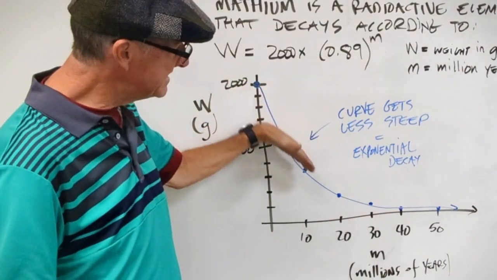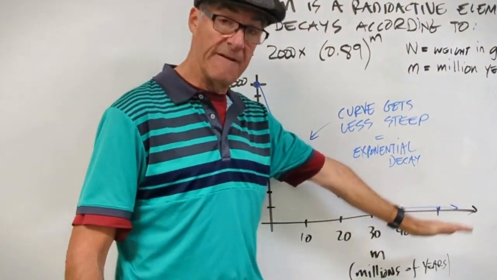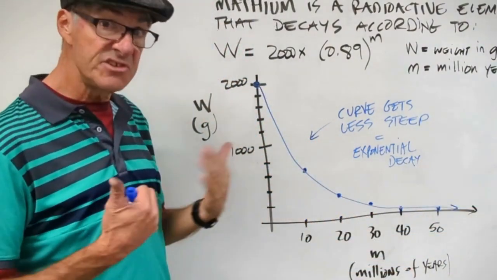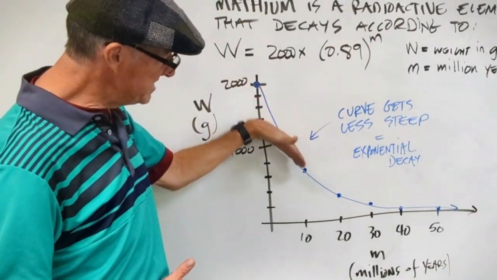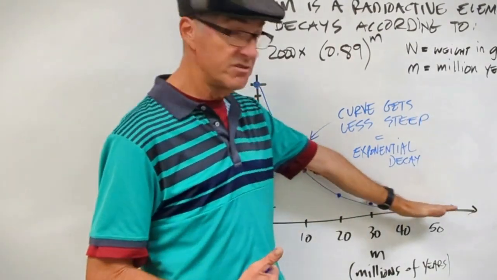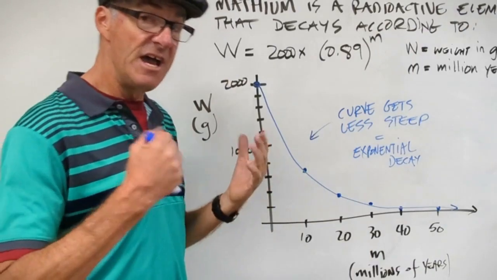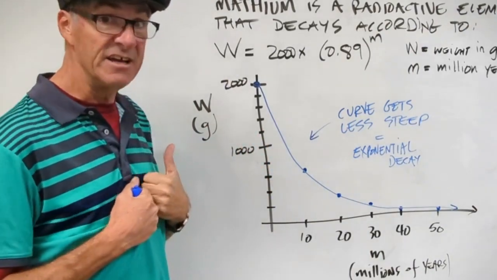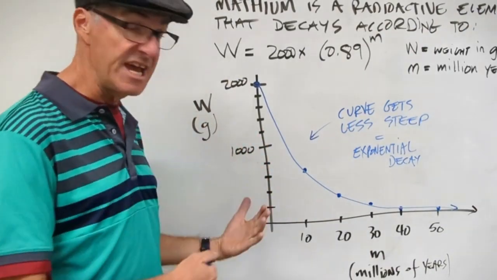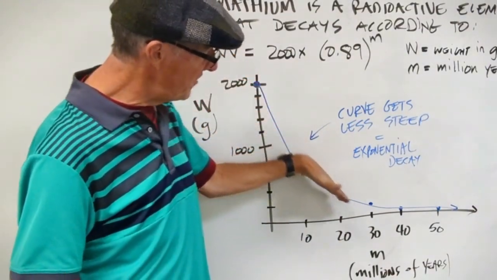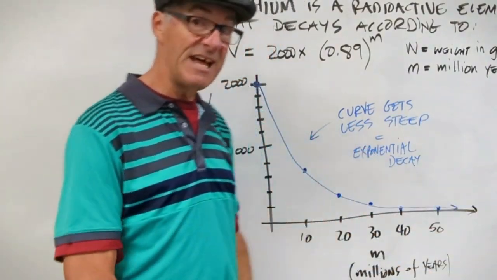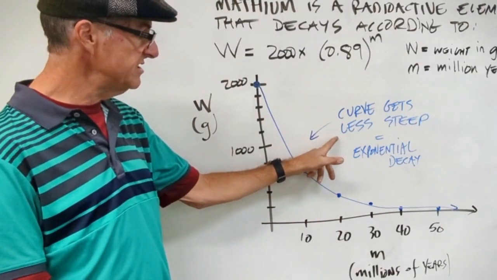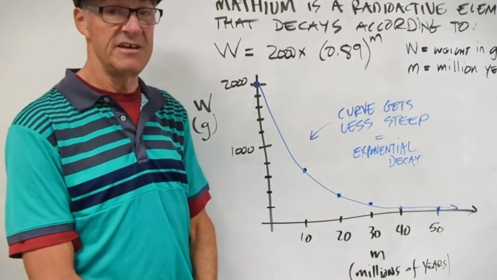So it's getting less and less steep. Remember, the steepness is the rate, so the rate is decreasing as we march through time. Hence, we have exponential decay. So when you graph these, if it's a decay situation, your graph should show this kind of curve that's getting less and less steep. So curve gets less steep equals exponential decay.